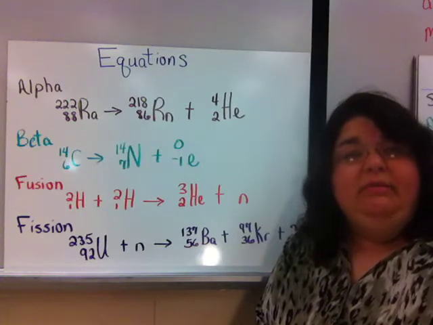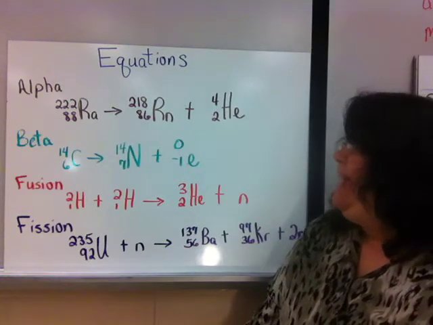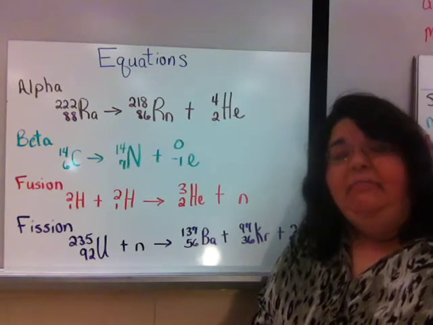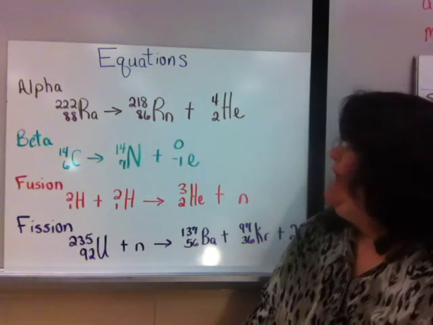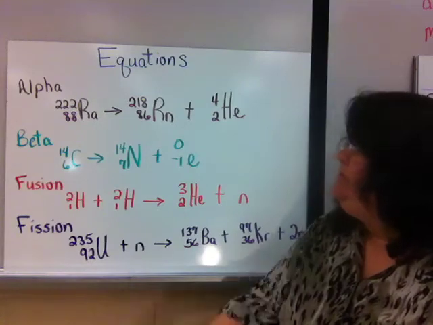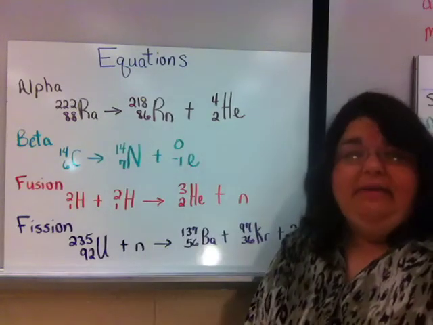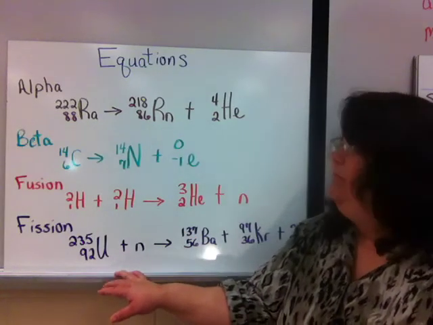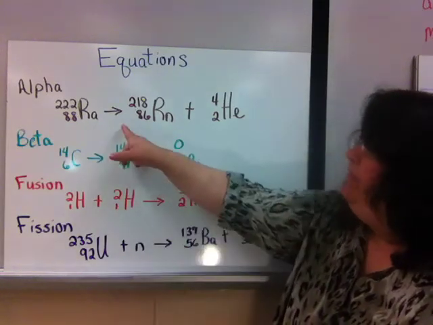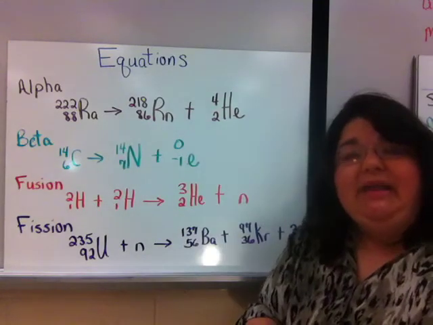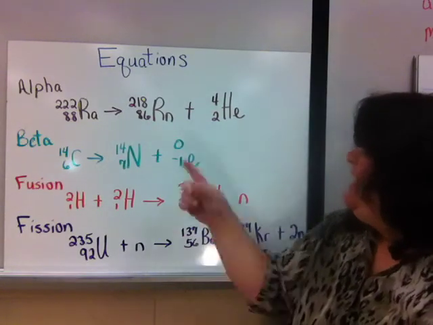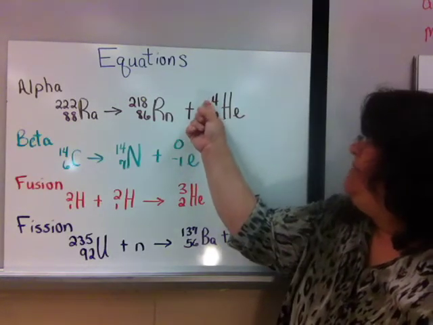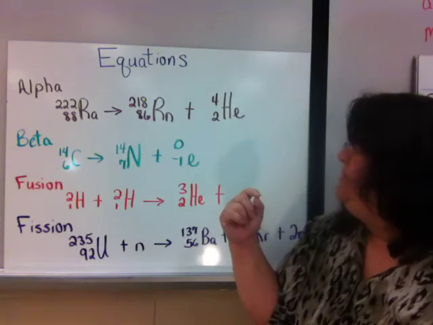In several problems that you will see, you will be asked to identify what type of reaction is occurring based on what you see written, and you're also going to be required to solve some alpha and beta equations. So I want to compare the four of them for you now. An alpha equation, the way I know that I have an alpha equation is when I see this helium nucleus, atomic mass of 4, atomic number of 2.